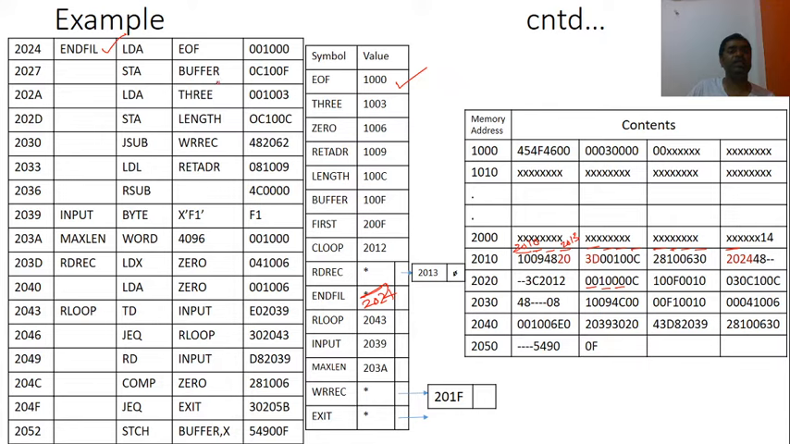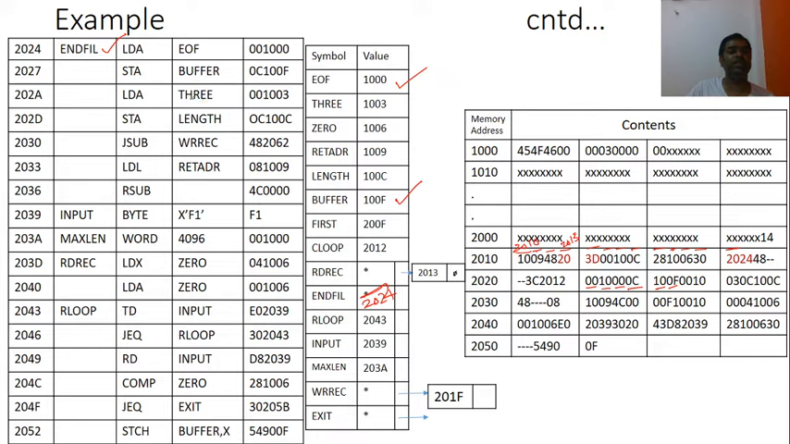Now the next instruction is STA BUFFER. Just check that BUFFER is present in the symbol table. Yes, it is present. So we can assemble this instruction. What will be the object code? 0C100F. It is loaded here, 0C100F.